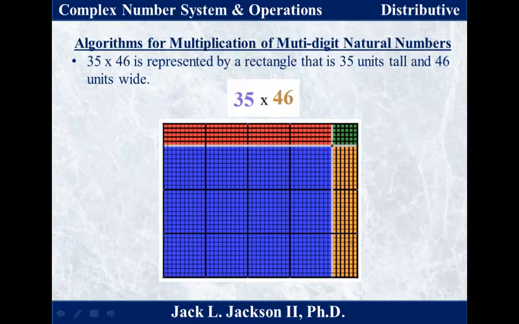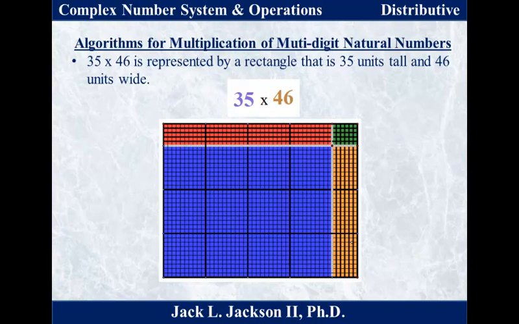Now what we want to do is to develop an algorithm for multiplying multi-digit natural numbers. This is an algorithm, or some versions of one of these algorithms, I'm sure that you studied back in elementary school somewhere. So suppose we have 35 times 46. Well, what does that mean? Well, it means 35 groups of 46 added together.